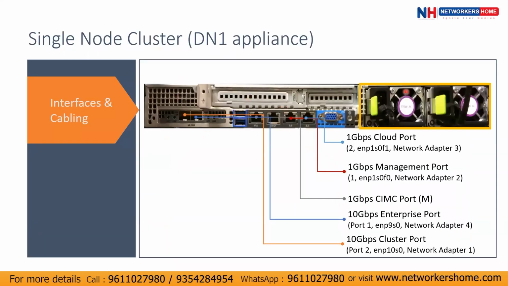So this is the original photo of a DNA Center appliance. This is the back side. You can see the interfaces and cabling, right? There are a couple of ports mentioned: first is your cloud port, second is your management port, third is your CIMC port, fourth is your enterprise port, and fifth is the cluster port. When I say cloud port, so just one second.